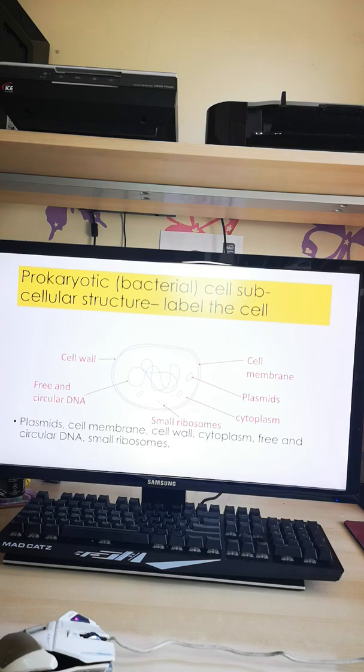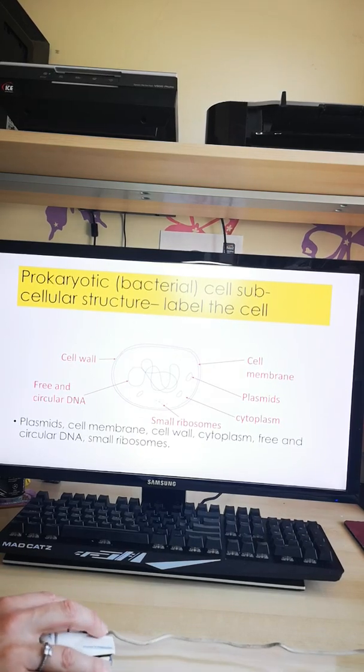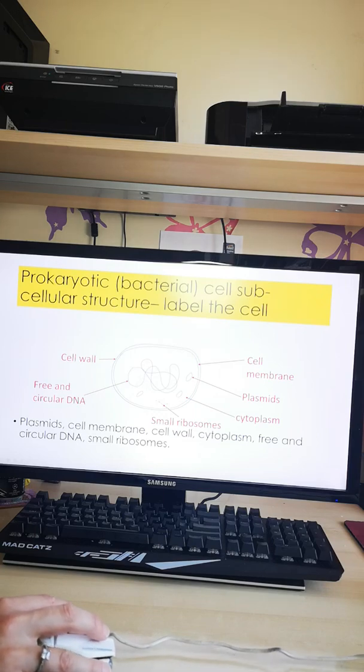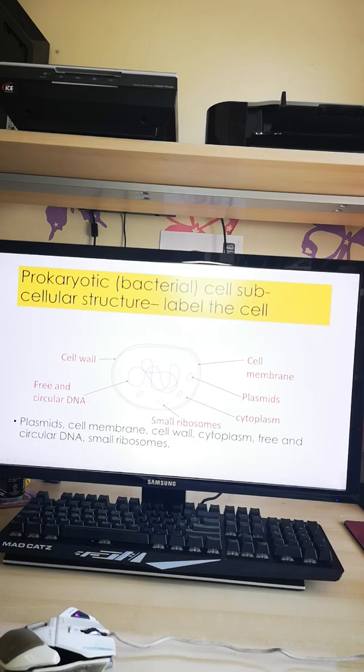In terms of function, the plasmids have accessory genes. So they are genes for proteins that are advantageous but are not essential to the life of a bacteria, whereas the essential day-to-day proteins are coded for on this free large circular DNA.